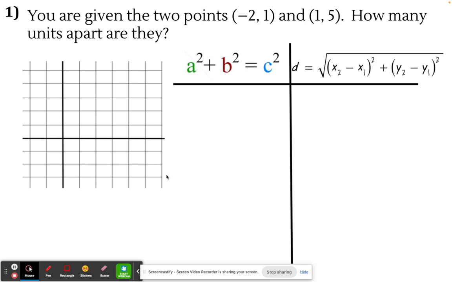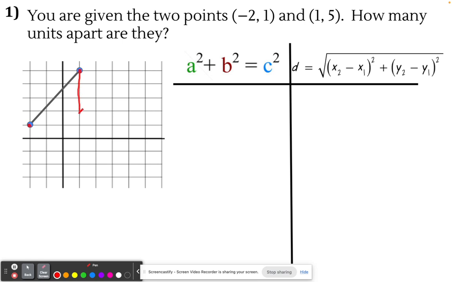Okay, so in this example, I'm given 2 points, -2, 1 and 1, 5. And I want to know how far apart those 2 points are. Well, yesterday we learned the Pythagorean theorem. Could we use that in this case to find how far apart those are? Absolutely.